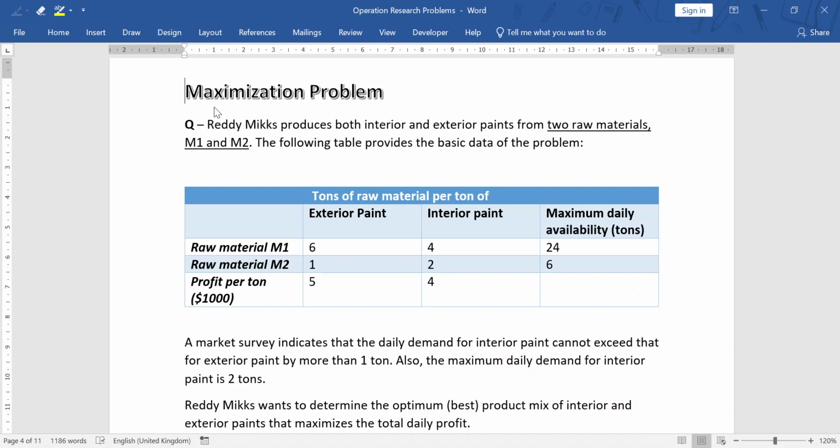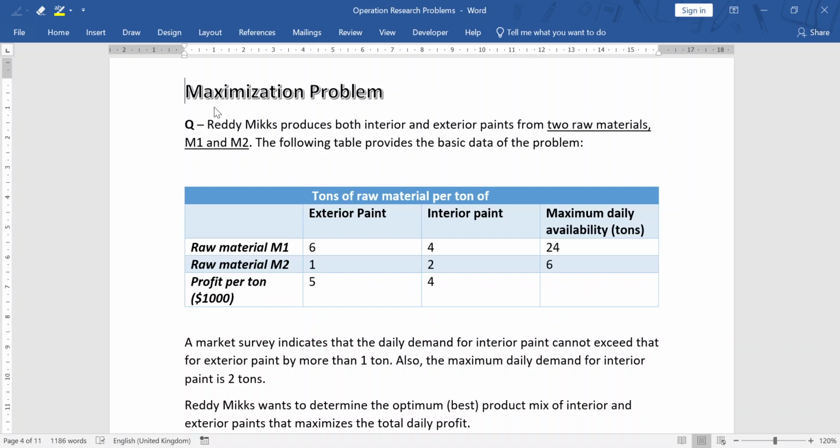In this problem we are first going to discuss the constraints, the initial conditions and the points in the problem. We are going to understand the problem properly, and in the next video we are going to see how we solve the problem using the graphical solution.